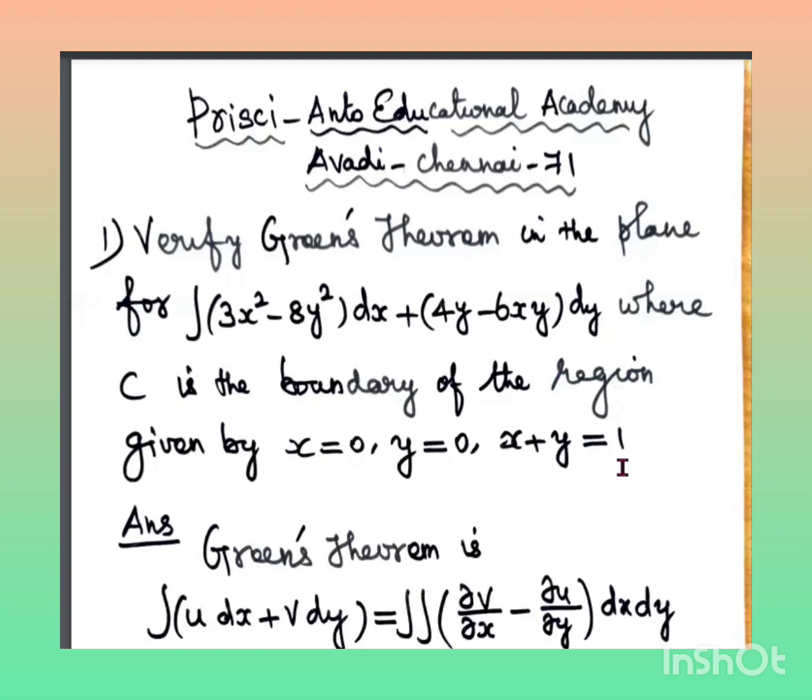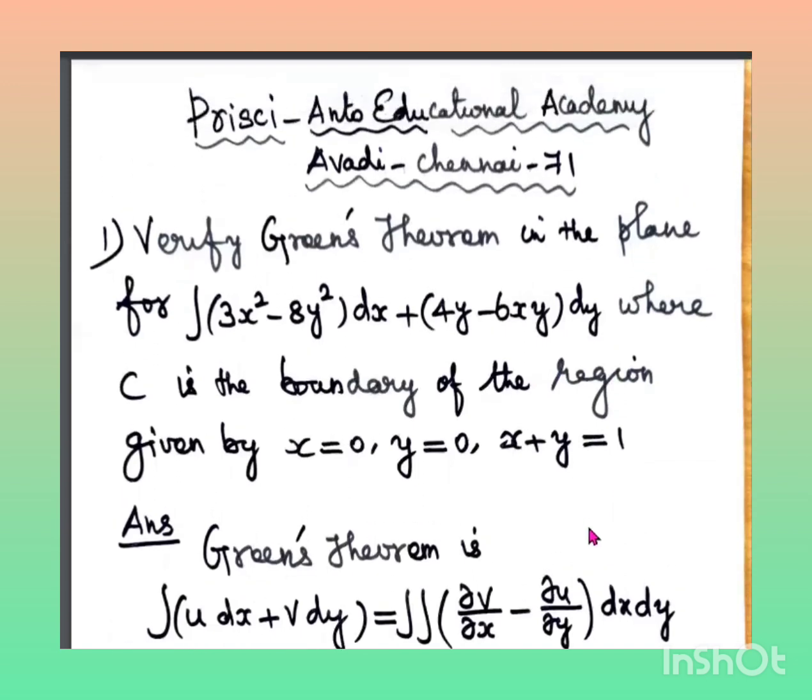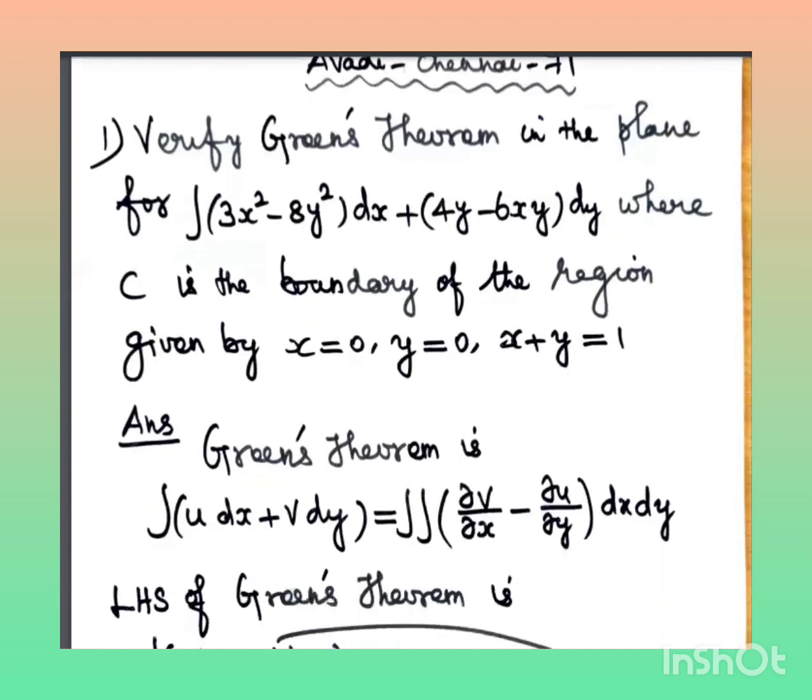So the answer is, first you have to write the statement of Green's theorem. Green's theorem statement is: the line integral of u dx plus v dy is equal to the double integral of (∂v/∂x minus ∂u/∂y) dx dy. So this is the statement of Green's theorem.